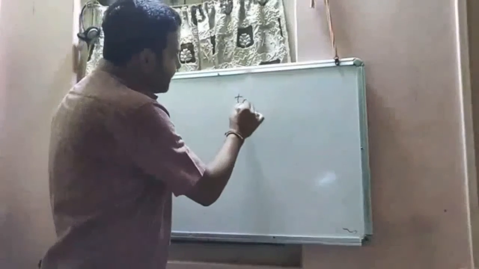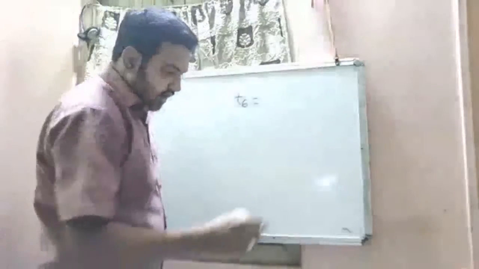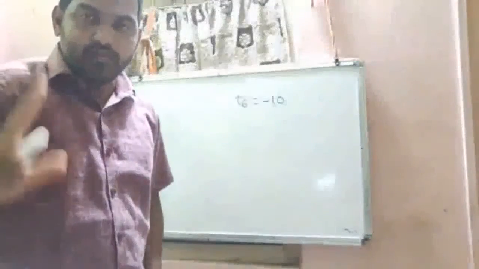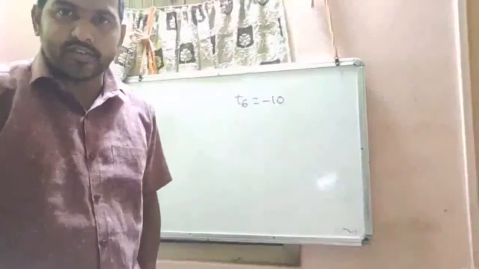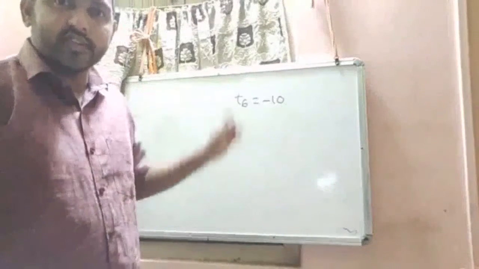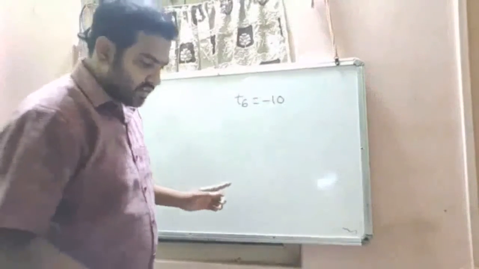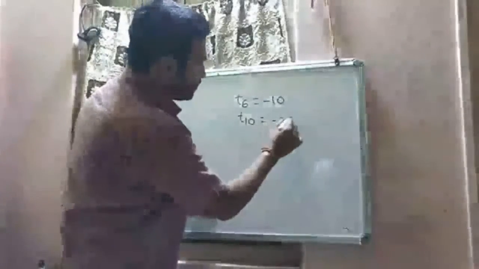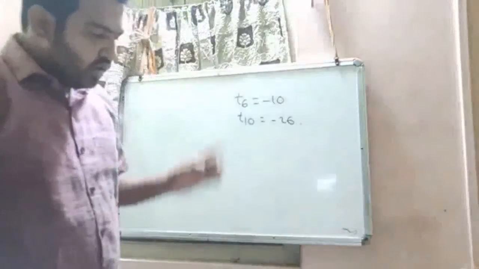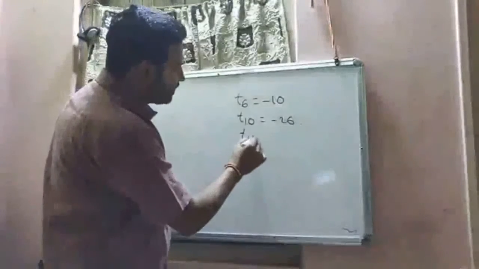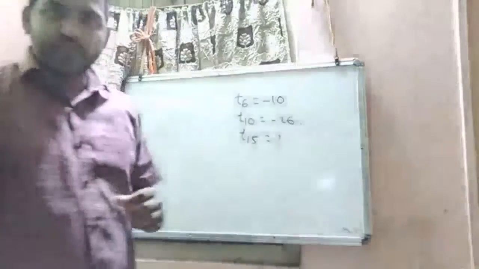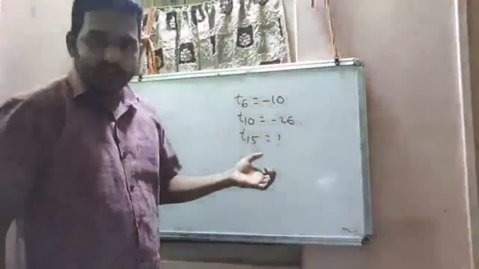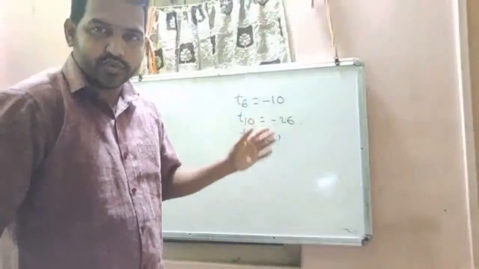It is given that the 6th term of an AP is minus 10. No first term is given, no common difference is given. The 6th term is minus 10 and the 10th term is given as minus 26. We have to find the 15th term now. So this is a new type of question. Already we haven't got such a question before.